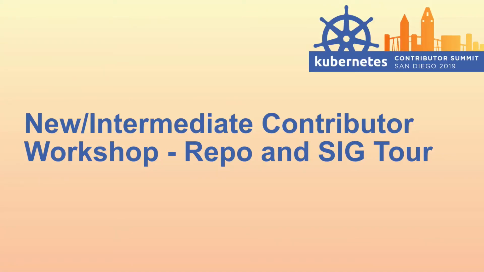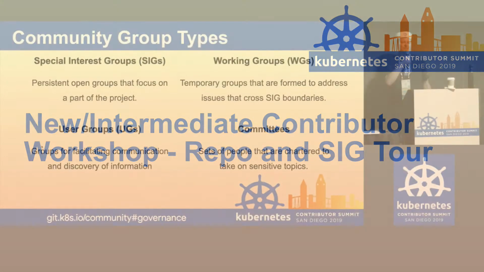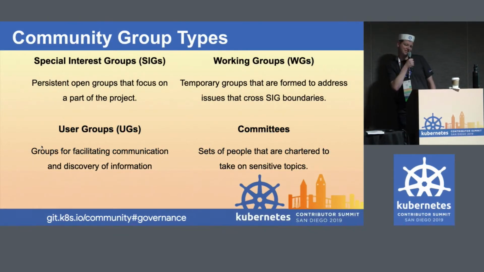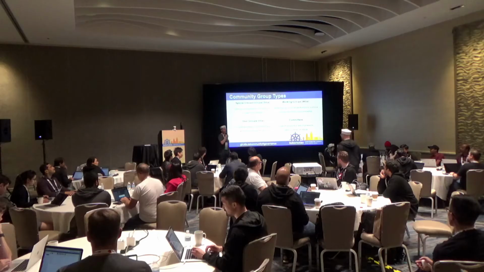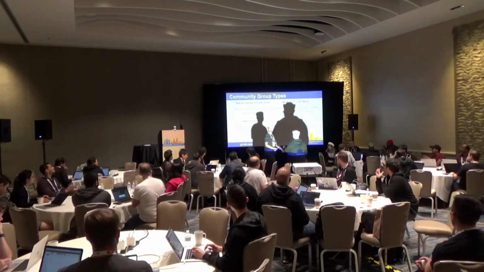All right, community group types. Fun. This is where Bob comes in. Ladies and gentlemen, boys and girls, squirrels, every rodent across the world. Ladies and gentlemen, Bob Killen. Thank you.